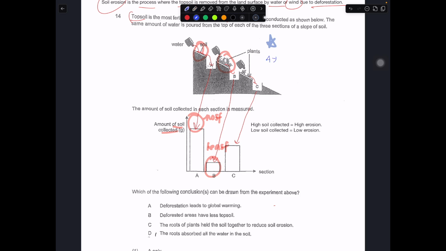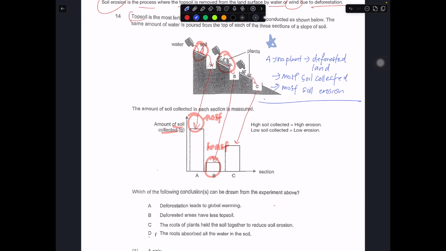So A, when there is no plant, it represents deforestation or deforested land. You have the most soil collected. This is the evidence given. So this represents it has the most soil erosion.